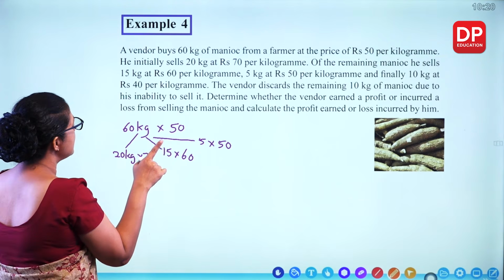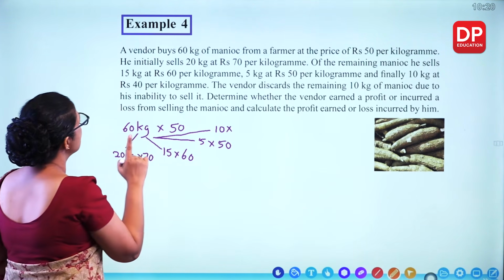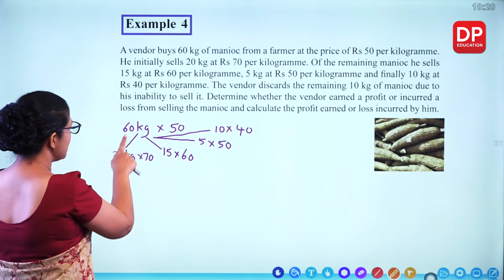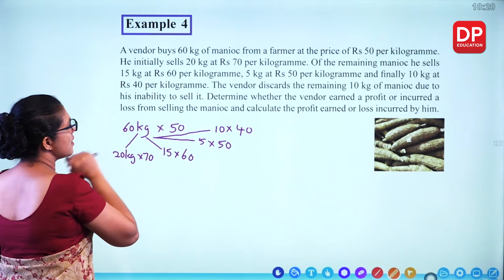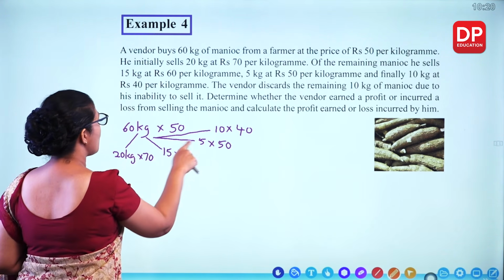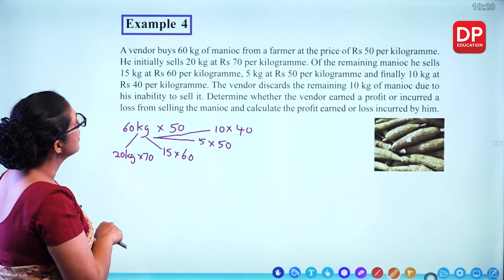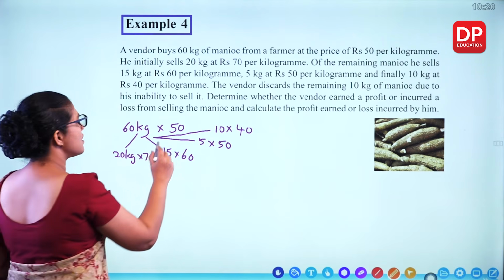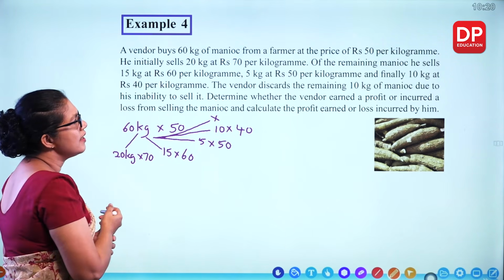And finally 10 kilos at 40 rupees. So we'll check whether this is 60: 20, 20, 40, 40 plus 10, 50. And the vendor discards the remaining 10 kilos. So 10 kilos he discards.